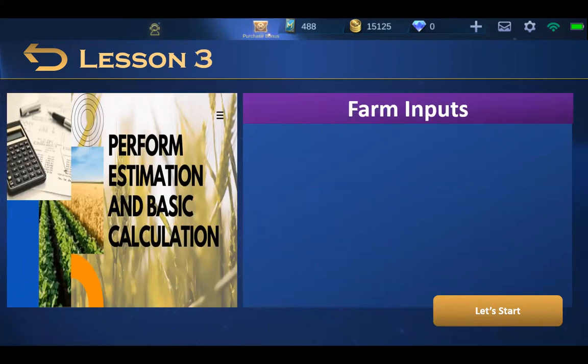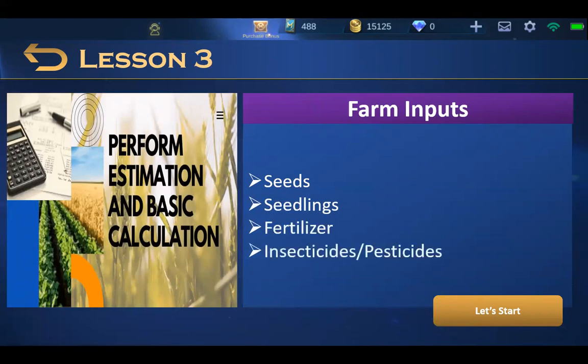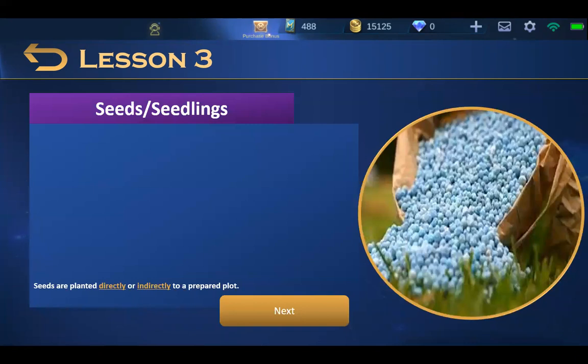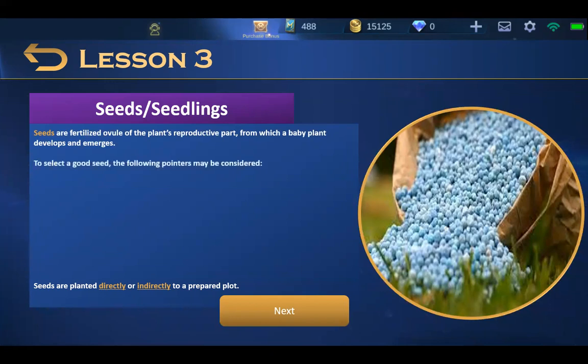Let's talk farm inputs. Farm inputs are seeds or seedlings. We have fertilizer and insecticides, pesticides. Speaking of seeds, seeds are the fertilized ovule of the plant's reproductive part from which a baby plant develops and emerges. To select a good seed, the following pointers may be considered.